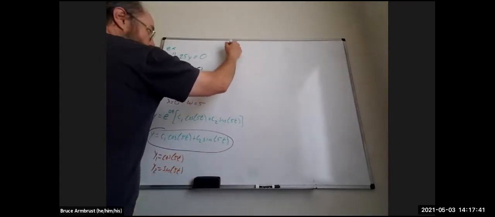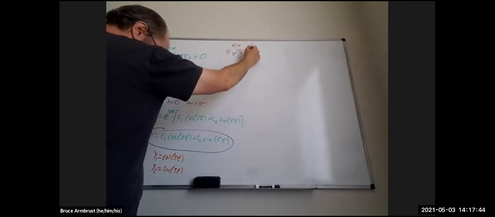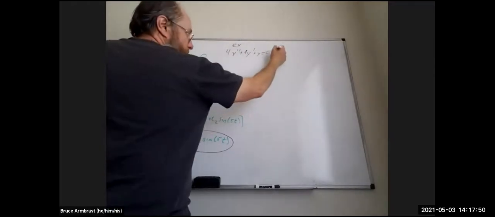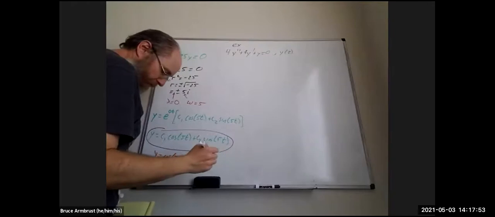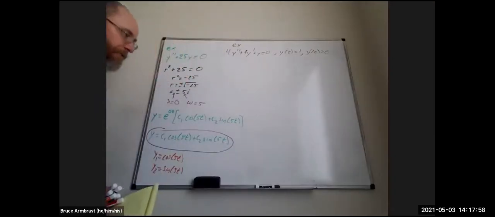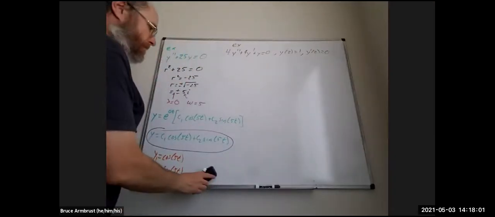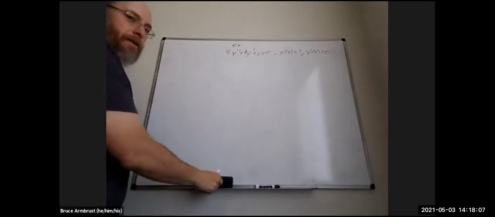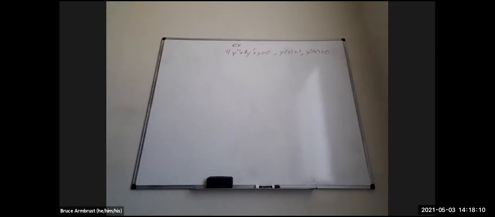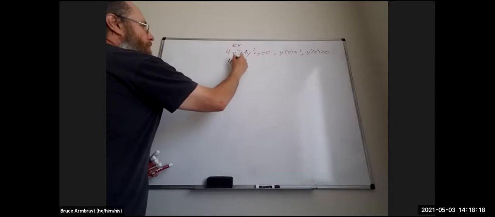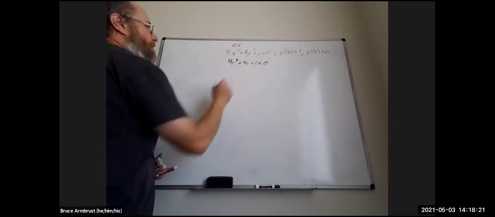Let's go with 4y double prime plus 4y prime plus y equals 0. And let's even make it an initial value problem. So we have y of 2 equals 1, and y prime of 2 is equal to 0. So let's see if we can find our solution. So first things first, make your polynomial. 4r squared plus 4r plus 1 equals 0.